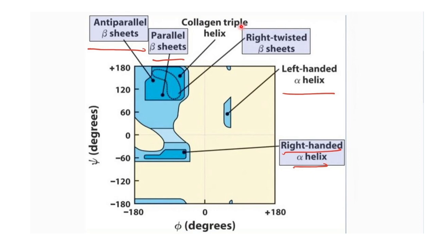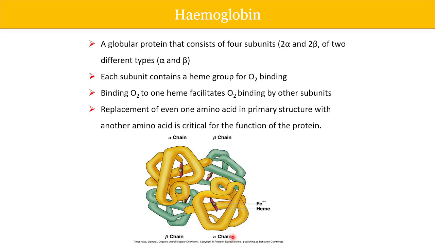present in this region. So this region is contributed by the collagen triple helix, parallel beta sheets and antiparallel beta sheets. Around minus 60 to minus 75 to minus 50, around that we have a right-handed alpha helix, and the phi angle is minus 180 to around minus 60 or something like that. And then you have the left-handed alpha helix. So this Ramachandran plot is important for telling about the composition of the secondary structures.